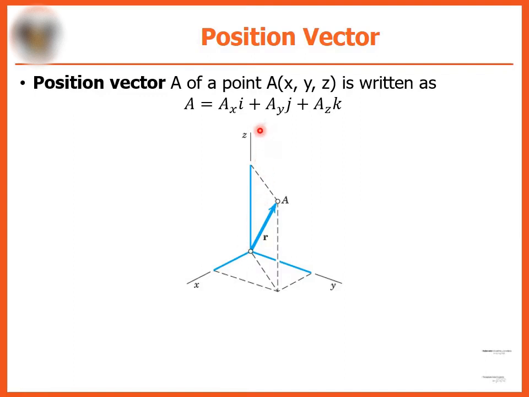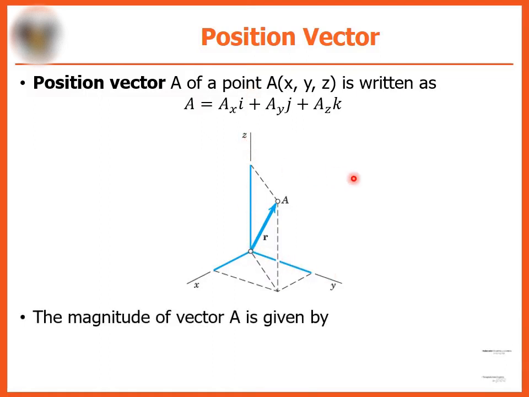We have your three-dimensional plane. So you have your x, y, and z. So this is your vector A. So we have your x-axis, y-axis, and your z-axis. So the magnitude of this vector A is given by the square root of A sub x squared plus A sub y squared plus A sub z squared.